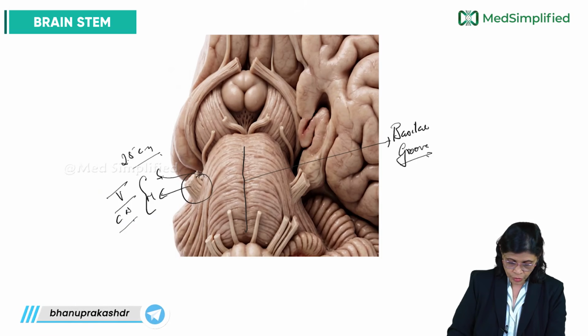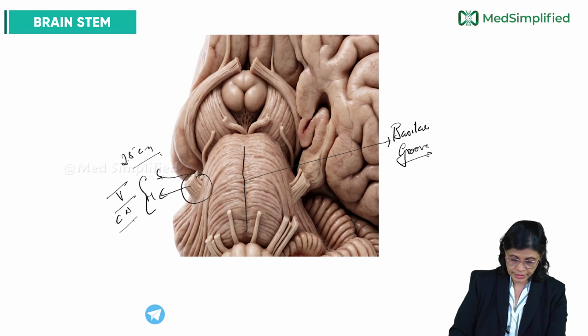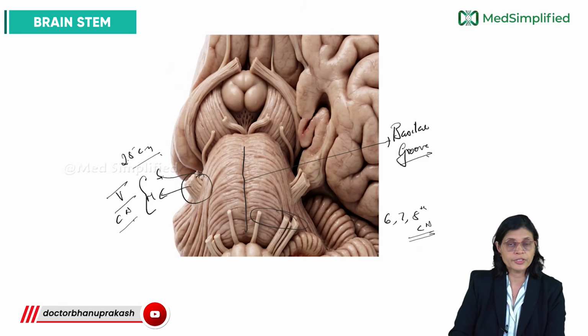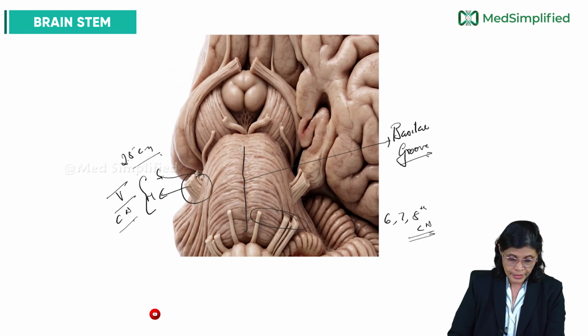Then if you see at the pontomedullary junction, where the medulla and the pons meet, we will see the abducent, the facial and the vestibulocochlear nerves. From medial to lateral, we will have the 6th, 7th and 8th cranial nerves. The motor and sensory root is also seen. The sensory root of the facial nerve we call the nervus intermedius. So that is also seen there.